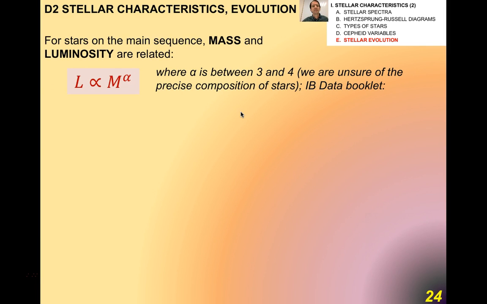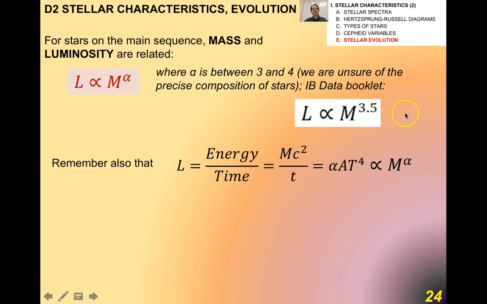Now, for stars on the main sequence, the mass and luminosity are related by this relationship. L is proportional to the mass to the alpha, where alpha is a variable placed between 3 and 4. Scientists don't actually know the precise value of alpha, but in your IB data booklet, we basically assume a value of 3.5, and that generally works in calculations.